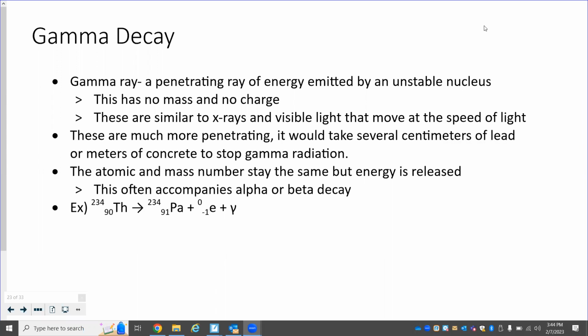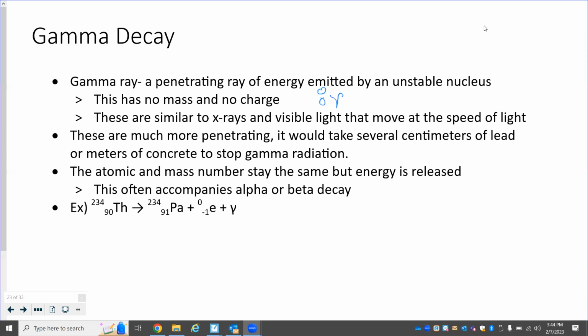All right, and then let's look at gamma decay. Gamma decay simply gives off a gamma ray or a ray of energy. So a gamma ray is a penetrating ray of energy emitted by an unstable nucleus. Gamma rays have no mass and no charge. So a lot of times you'll see them written as 0, 0, and the symbol for gamma, which is like a V with a tail at the bottom. These are similar to X-rays and visible light that simply move through space at the speed of light. So it is just a type of energy instead of a particle itself.